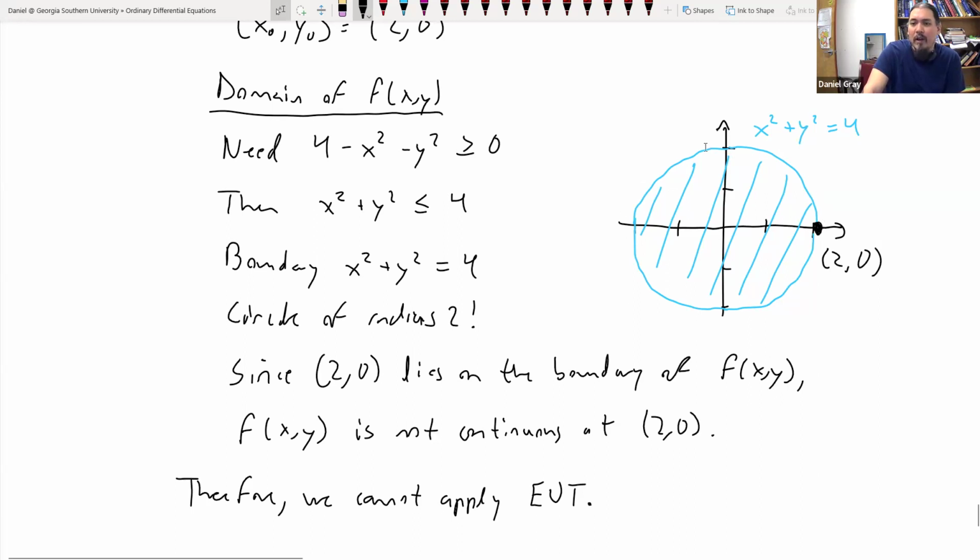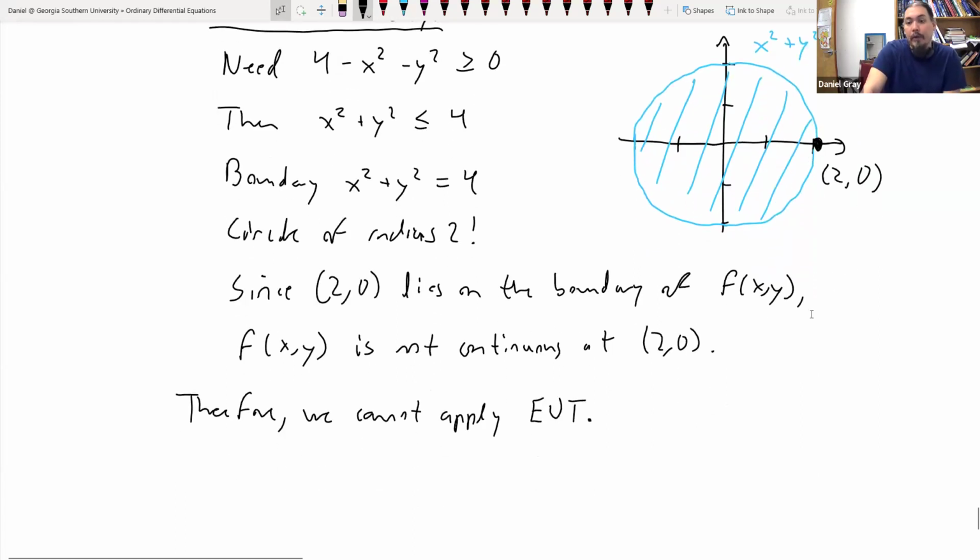Because it lies on the boundary, the function is not continuous there. The reason it's not continuous there is that we can't draw an open rectangle around it. Any open rectangle that we draw will contain points that are not in the domain, right? So f of x,y is not continuous at (2, 0). In order to apply the existence and uniqueness theorem, we need both f and f sub y to be continuous at (2, 0). I just showed that f is not continuous at (2, 0), so we cannot apply the existence and uniqueness theorem.